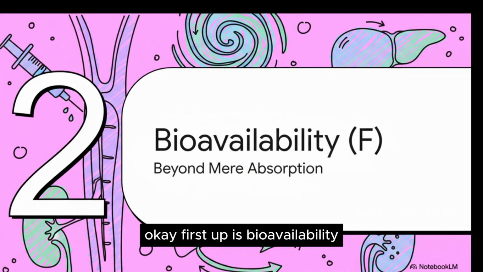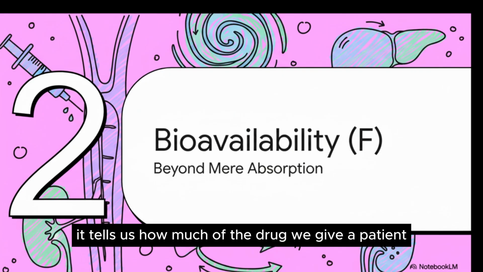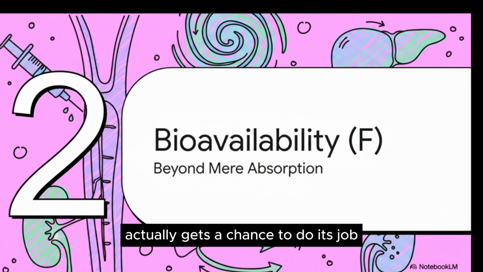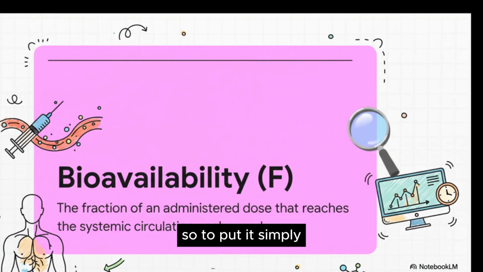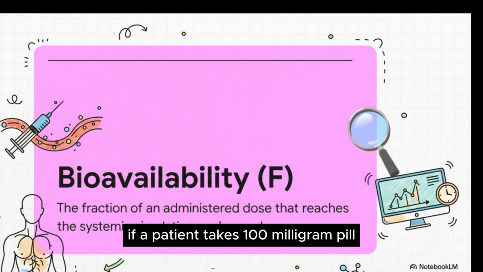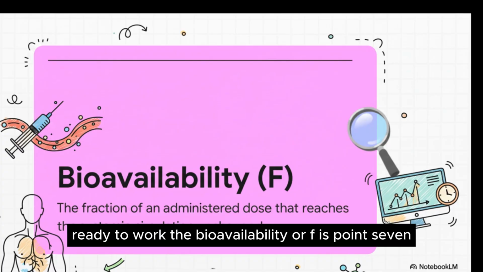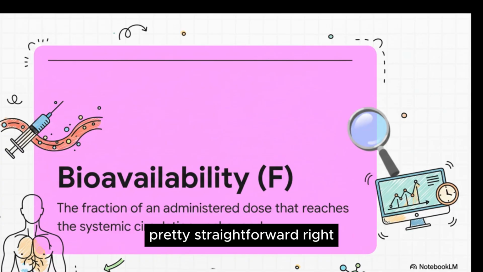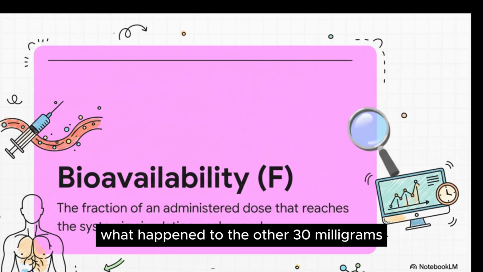Okay, first up is bioavailability, which you'll almost always see represented by the letter F. This is really our starting point. It tells us how much of the drug we give a patient actually gets a chance to do its job. So, to put it simply, if a patient takes a 100 milligram pill, but only 70 of those milligrams make it into their bloodstream, ready to work, the bioavailability, or F, is 0.7. Pretty straightforward, right? But the real question is, what happened to the other 30 milligrams?